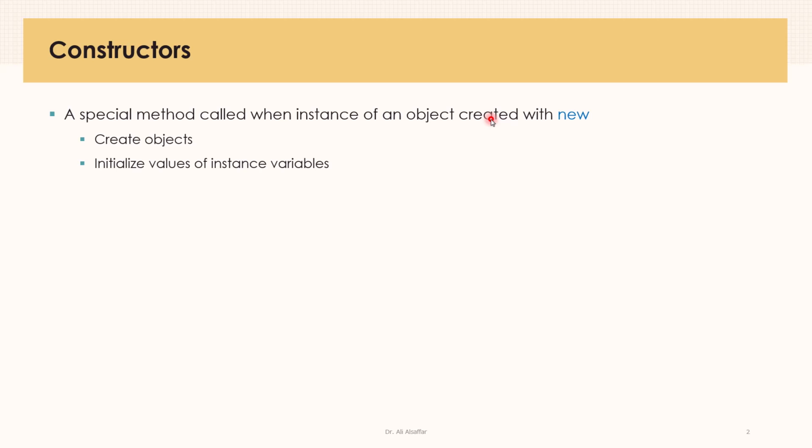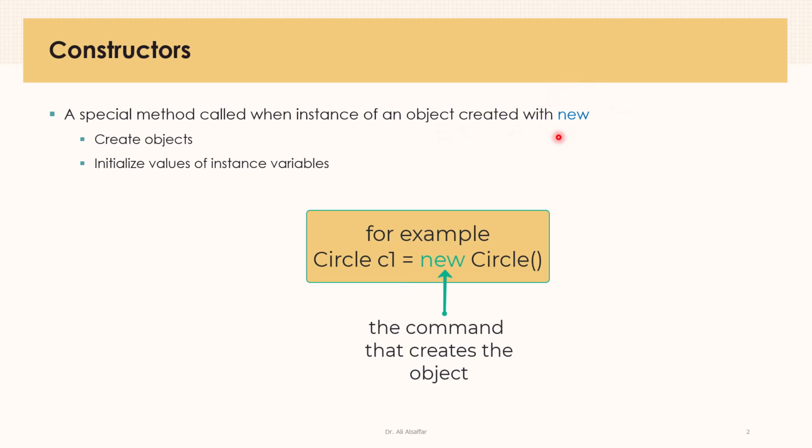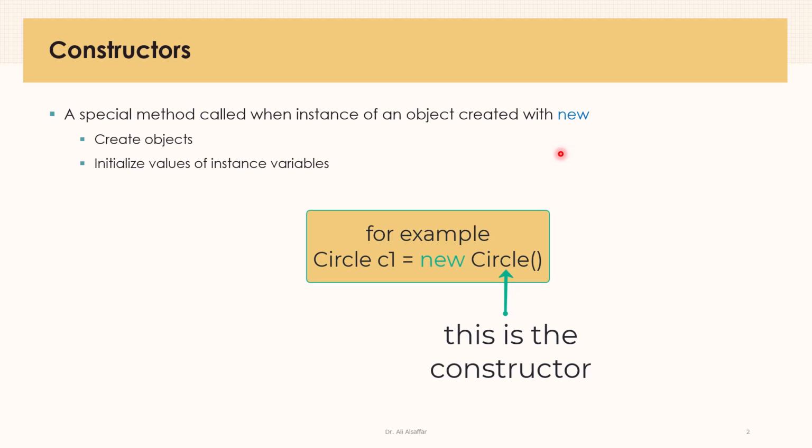A constructor is a special method that you define inside the class. Its purpose is to initialize the instance variables of the object. Remember that when you create an object in Java, you first write the name of the class, followed by a reference, which will be the variable of the object, followed by an equal sign, followed by the keyword new. What comes after new will be the name of the constructor.